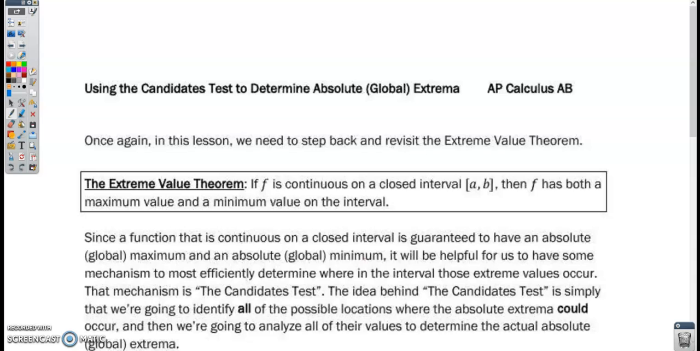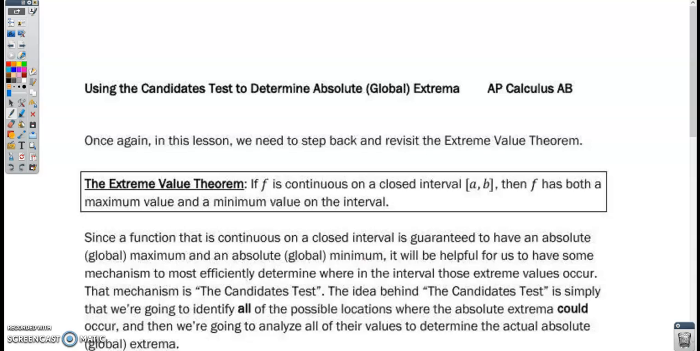Alright everybody, welcome back. In this video we're going to talk about information related to section 5.5 of AP Calculus, using the candidates test to determine absolute or global extrema. We've stepped back and talked about the extreme value theorem a number of times over the last several units, from the time we introduced it.